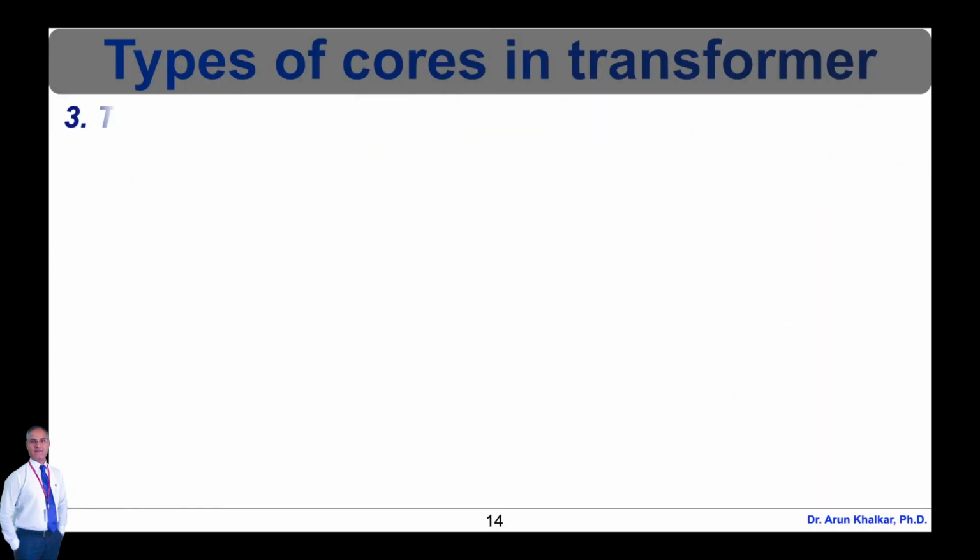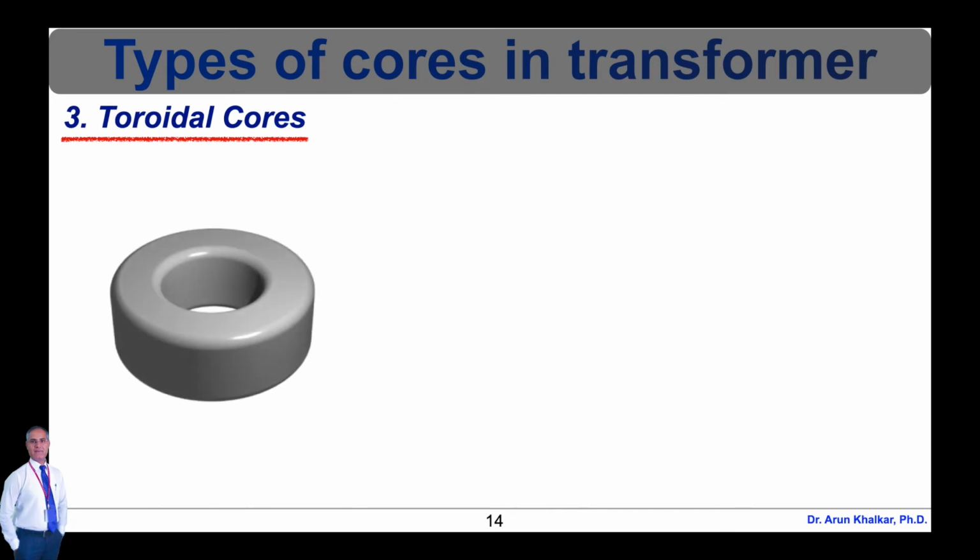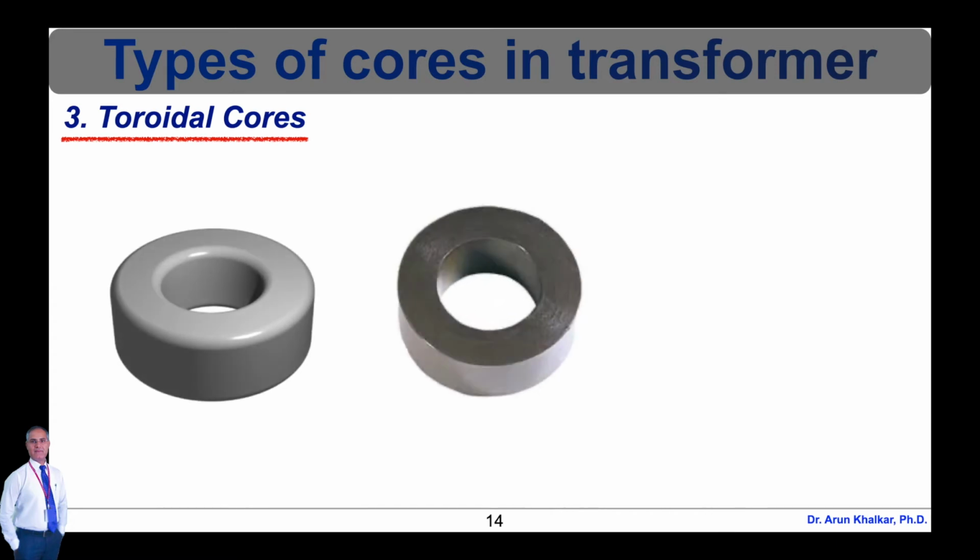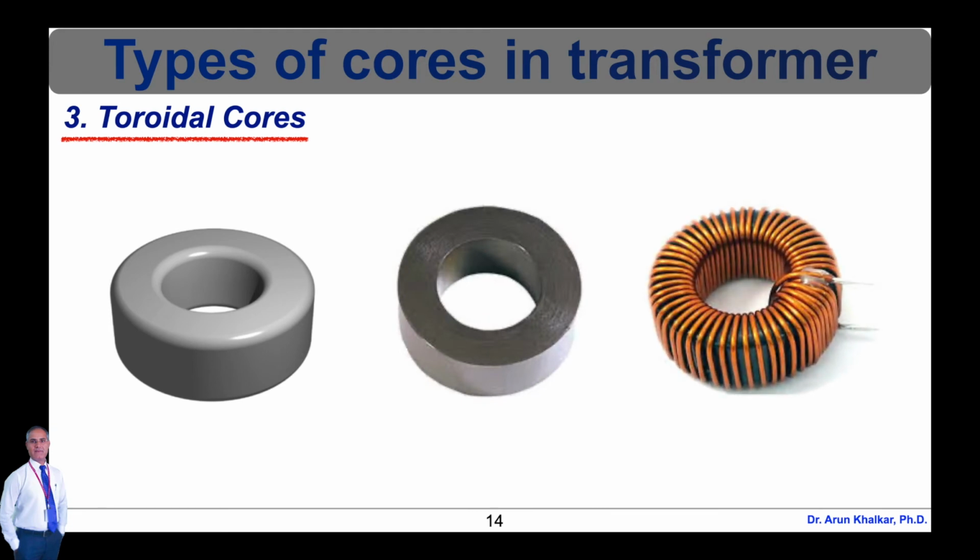Now let's see the third type of core in transformers, which is toroidal cores. Here are a few pictures. This design is based on a toroid, the same shape as a donut. The coil is wound through the hole in the torus and around the outside. An ideal coil is distributed evenly all around the circumference of the torus.